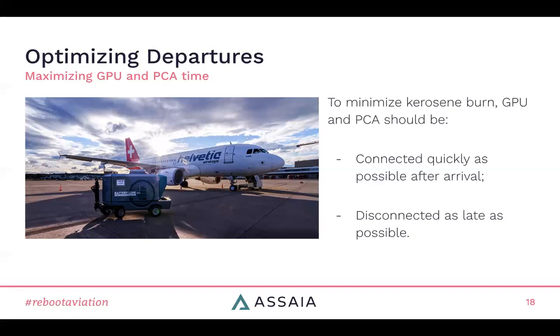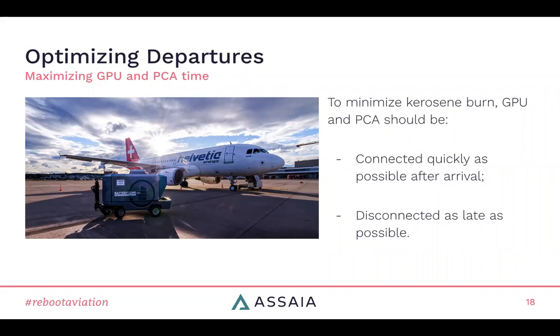So first of all, as an aircraft arrives to the stand, we want to have the PCA and GPU connected as quickly as possible to minimize fuel burn of the aircraft on main engine or APU. And at departure, we want to disconnect these devices as late as possible before the actual departure of the aircraft. Now, if you have real-time data about connections and disconnections, you can actually monitor this, and if it's falling behind, if you spot a trend over time or spot a trend for a certain handler or a certain airline or a certain position, you can act on that.